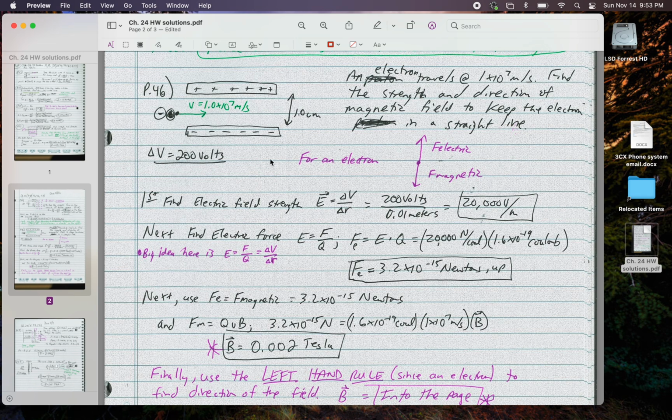The gravitational force is, by the way, so small, since the mass of an electron is only 10 to the negative 31st kilograms-ish. That's far smaller than either of these two forces. So, if nothing else, you could have found out that the left-hand rule, since you're using an electron, would indicate that the field is into the page to get us a force that's downward.